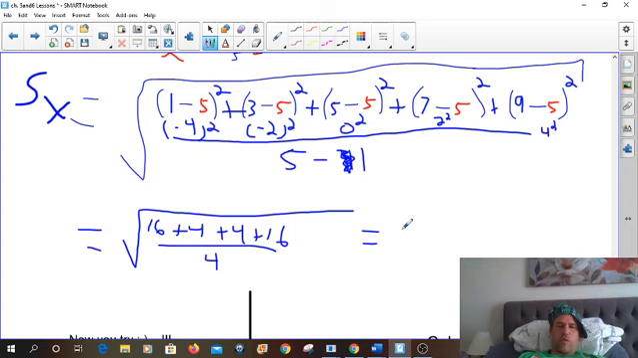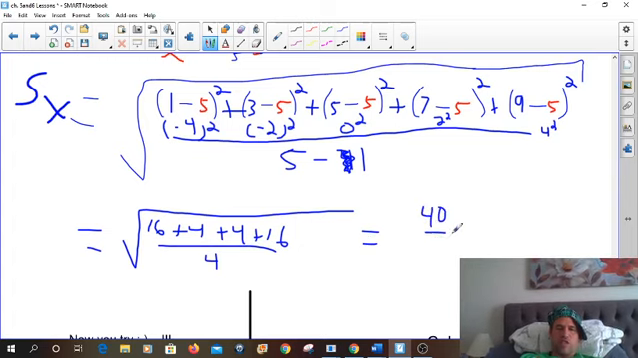Cool. 16 plus 4 is 20. 20 plus 20 is 40. Nice. So 40 divided by 4 is 10. And so the square root of 10 is our standard deviation.